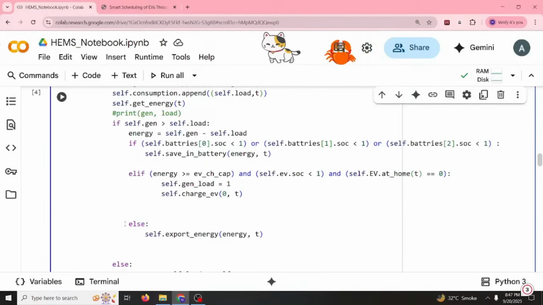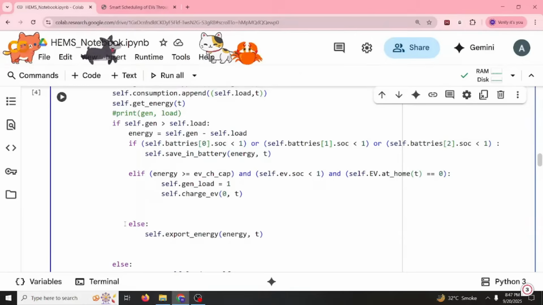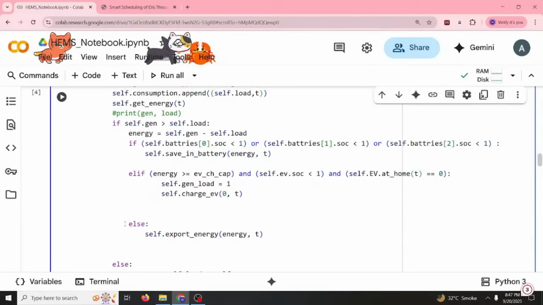In this if and else loop, we are just setting the priorities. So whatever priorities you are interested in, you can set accordingly. It is just a conditional baseline controller.